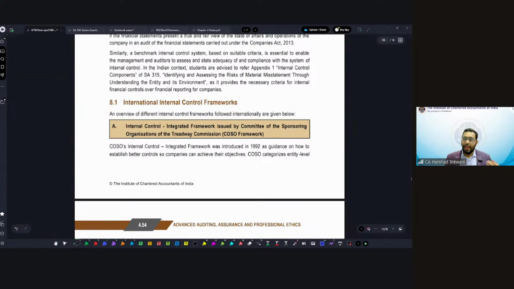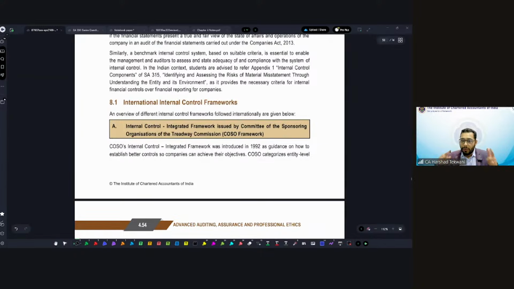Hence, we have a guidance note issued by the ICAI on the IFCFR. Basically, what this guidance note does is talk about how the controls should be there. So you can say this guidance note is also an authoritative pronouncement which talks about a control framework. It's also a control framework, yes or no?